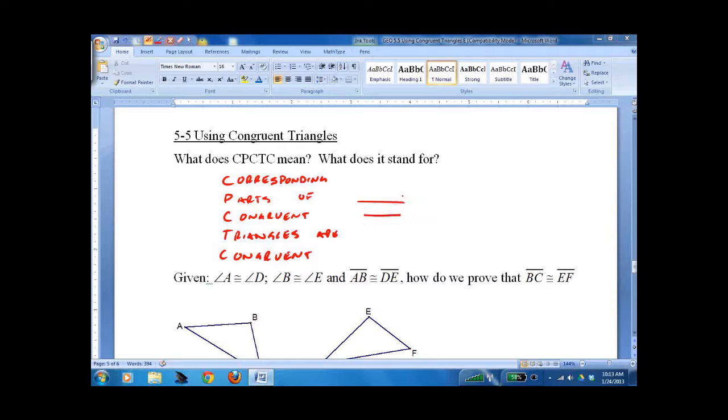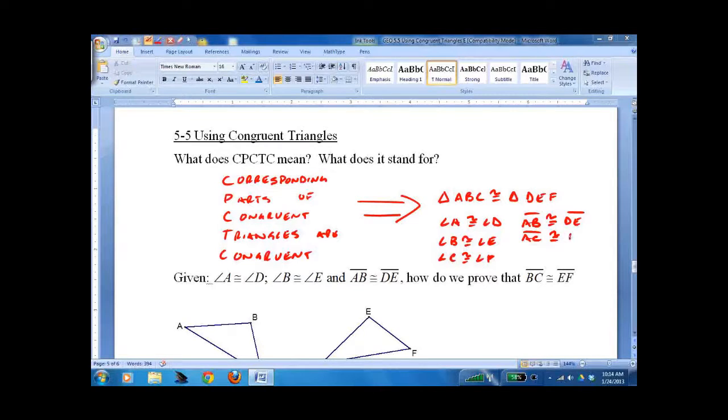What does it mean? It means that if I've proven two triangles congruent, then all the parts match up. Once I prove that triangle ABC is congruent to triangle DEF, then I know angle A is congruent to angle D, angle B is congruent to angle E, angle C is congruent to angle F, AB is congruent to DE, AC is congruent to DF, and BC is congruent to EF.